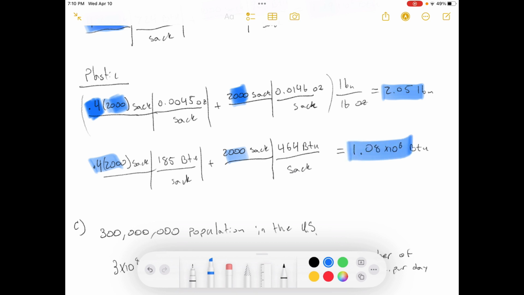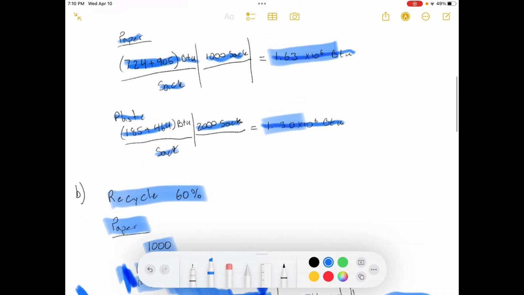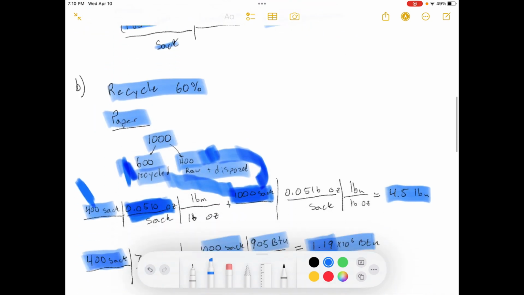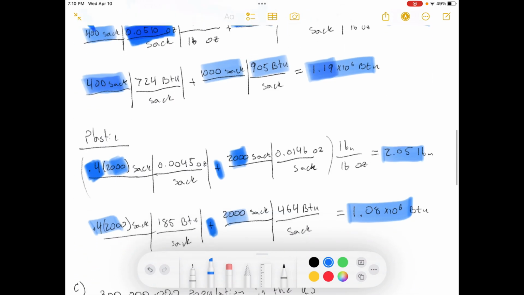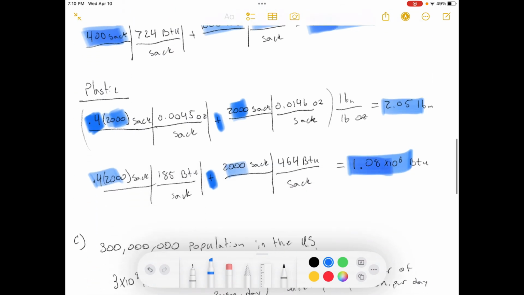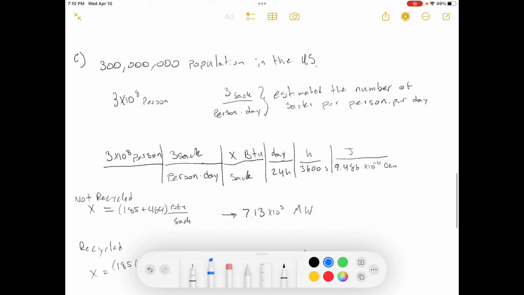Multiply that by, and it's important to notice that you're adding these, right? Because these are two different steps that you're adding together. Okay. And for plastic, 1.3 and 1.08, a little bit less. Okay, cool. Part C, estimate the number of grocery sacks used in a day in the United States.